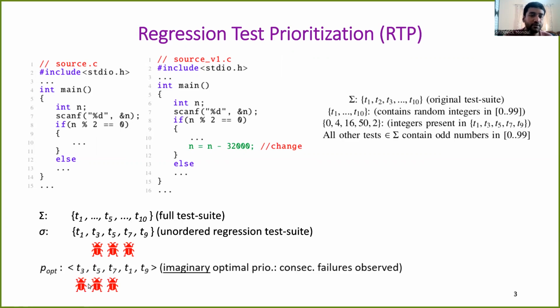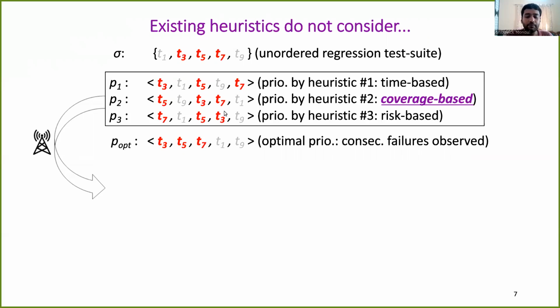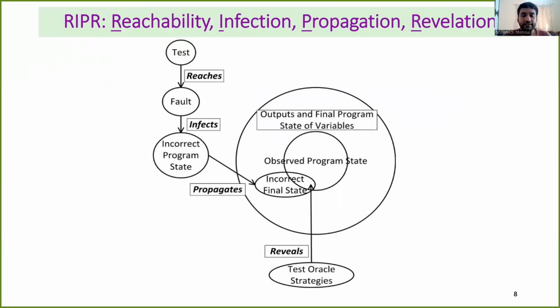In the optimal prioritization, starting from the first test case, all the failures are compacted from the left. That means they occur consecutively. We need to have some prioritization heuristics so that we can move close to the optimal. RTP, regression test prioritization, has been there since the 1990s. But what the existing heuristics do not consider is whether the impact of the code that has changed, which I'm calling delta, is observable at the end output of the program execution for a given test case.